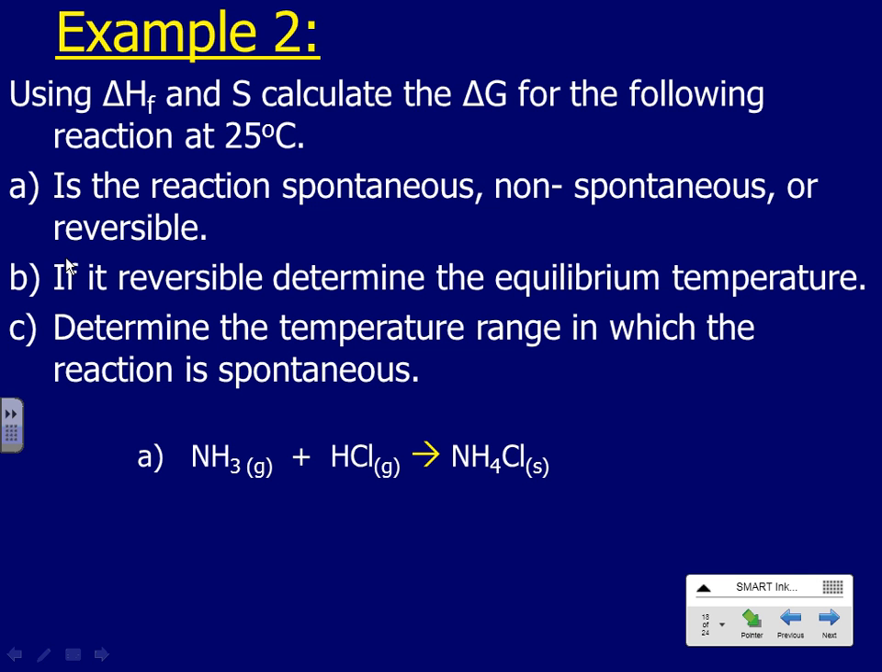Negative 176 kilojoules per mole, over negative 0.2848, and that is also kilojoules per Kelvin mole. The moles are gone, the kilojoules are gone, Kelvin swings up top, and you get a Kelvin temperature.